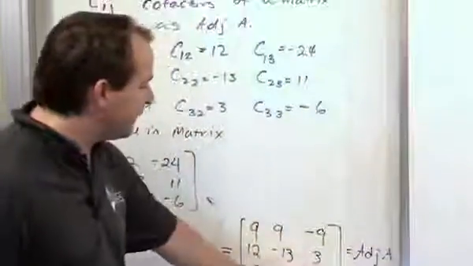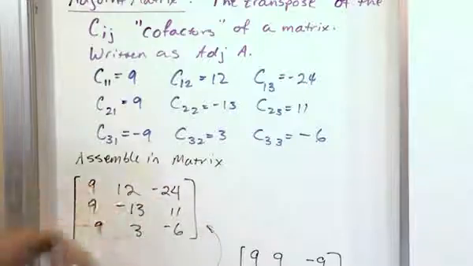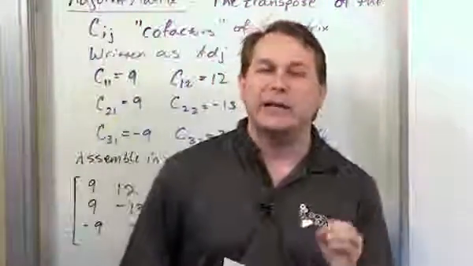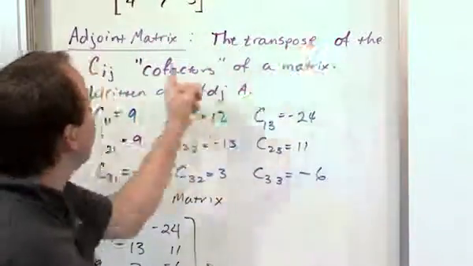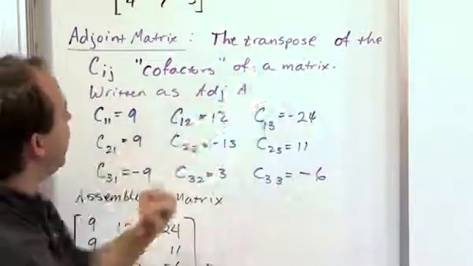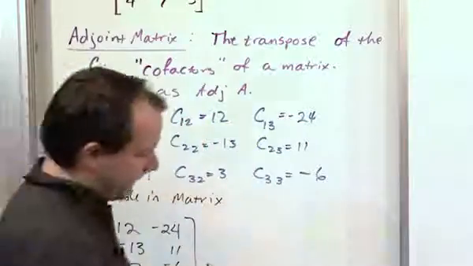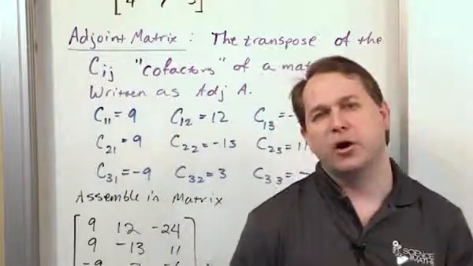Don't forget to take the transpose. Some students assemble them in a matrix and say, this is your adjoint. It's not the adjoint until you take the transpose. Notice the definition says that the adjoint is the transpose of the Cij cofactors of a matrix, written as adjoint A. All right, so why are we defining something called an adjoint?